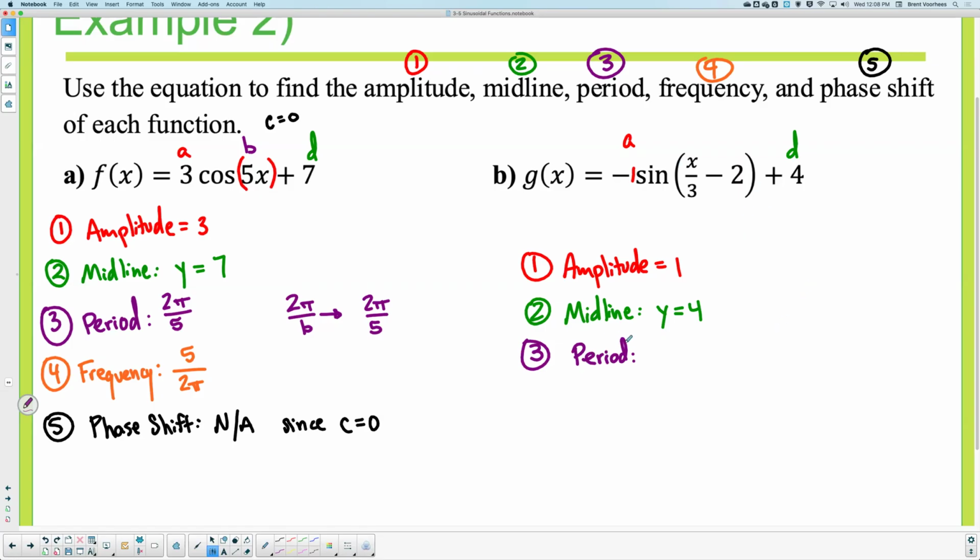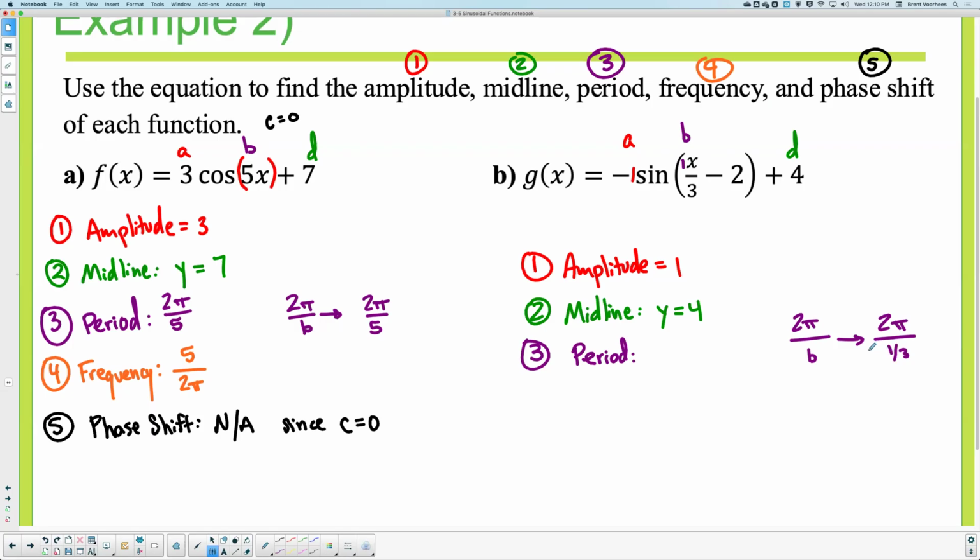This one, I'm not going to write the value right away. What's the formula for period? 2 pi over b. In this particular case, what is our b? 1/3. Our b is 1/3. So what we're truthfully doing here is taking 2 pi and dividing it by the fraction 1/3.